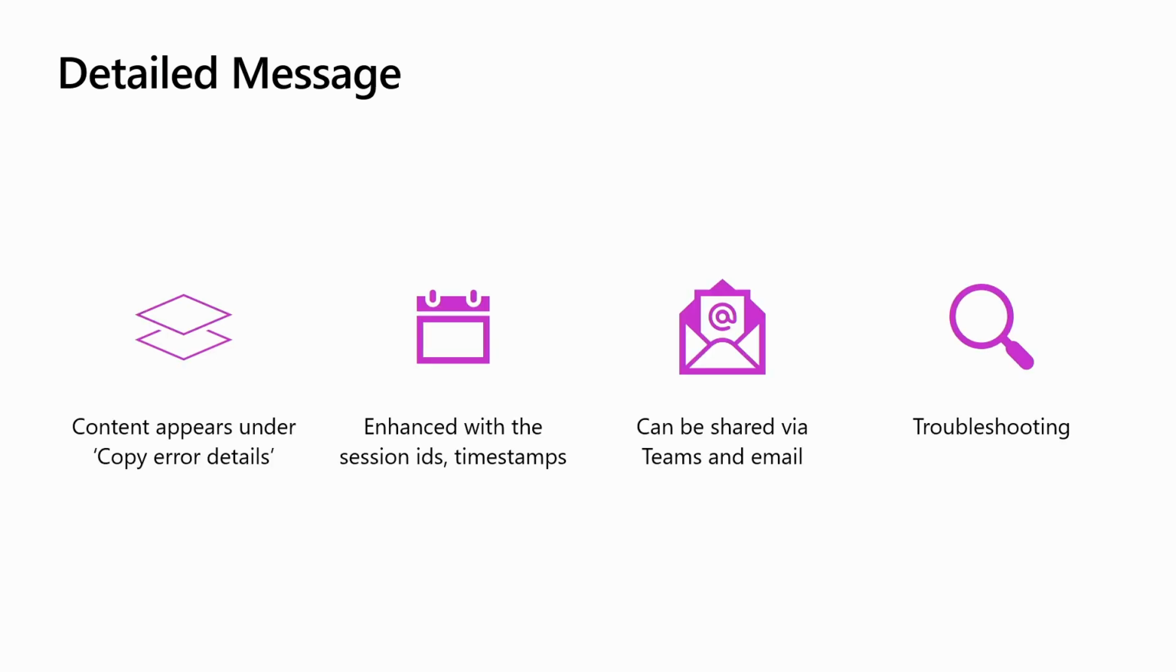Detailed message, right? So here we are shifting away from the errors that the users can fix themselves and moving a bit towards the errors that require a support or an engineer intervention, right? So detailed message will be mostly helpful in these scenarios. It is not shown to the end users, but it's tucked away in the copy details section of the error dialog. When the users copy the error details, then apart from the detailed message, the text will be enhanced with the session IDs, timestamps, and all the useful support info.